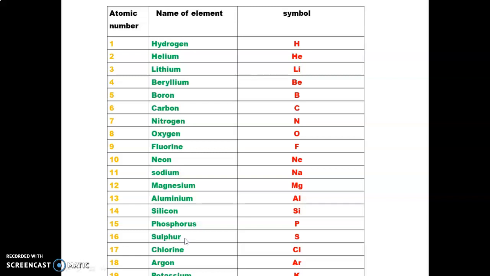Ca is used, capital C and small a. Argon, first letter A, second letter small r. Chlorine, atomic number 17, that is 17 protons or 17 electrons in the neutral atom. Chlorine, first letter C is capital, second letter is small l. Sulfur, capital S. Phosphorus, capital P. Silicon, capital S, small i. Aluminium, first letter capital A, then small l. In this way, you have to study the first 20 elements, their atomic numbers and symbols.